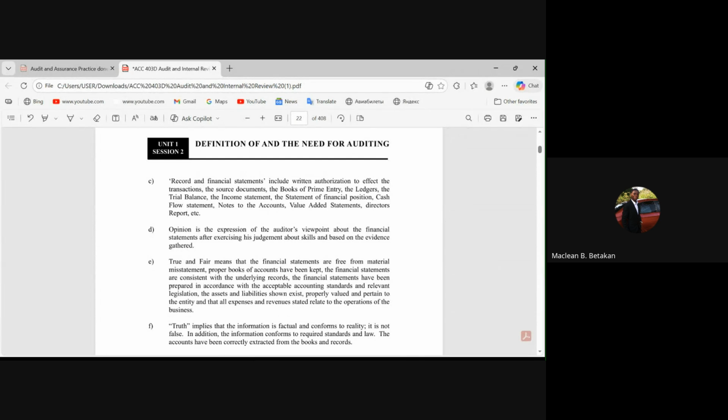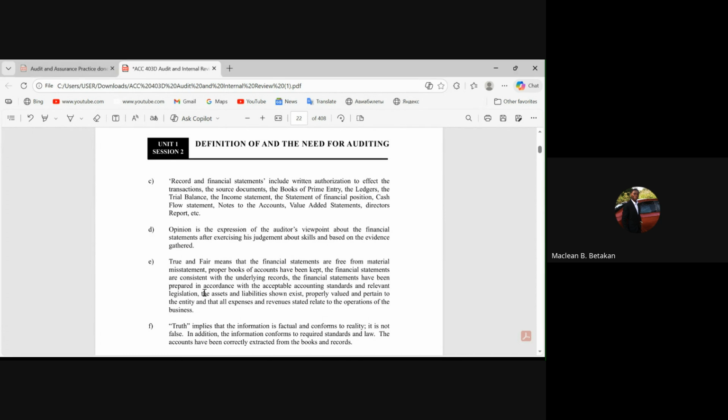What does it mean if you say something is true and fair, or the auditor's opinion is true and fair, or auditors have a true and fair view? What we are basically trying to say is that the financial statements, according to the auditor's opinion, are free from material misstatements. We are not saying that they are free from misstatement too. We are saying they are free from material misstatements.